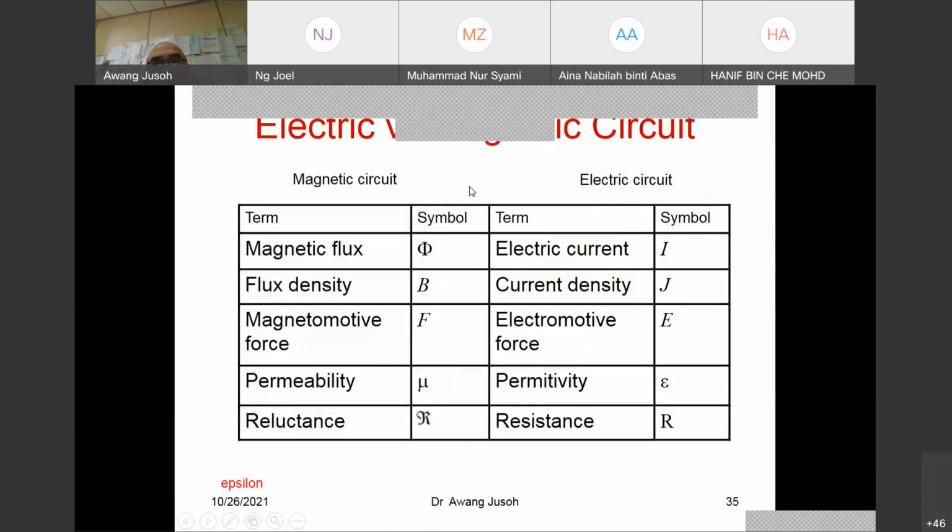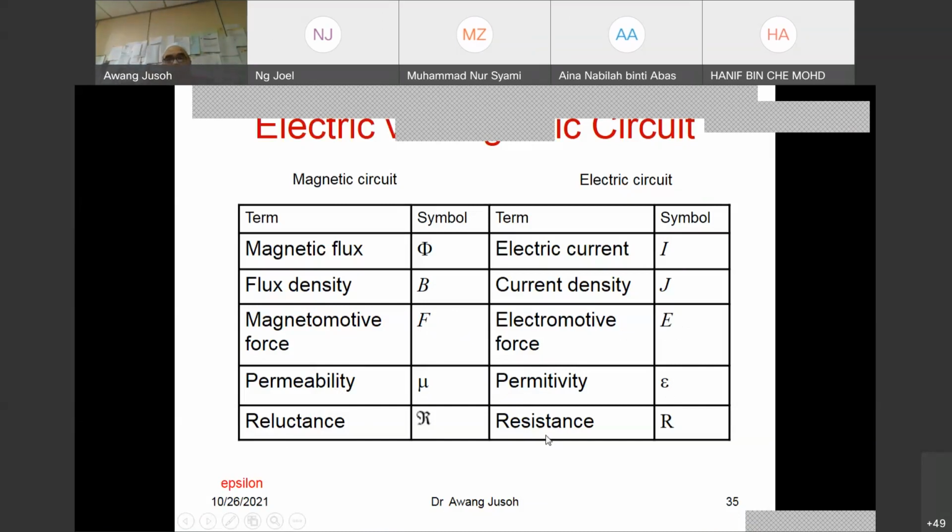Between the magnetic circuit and the electric circuit, I think you can see here. In the magnetic circuit we have magnetic flux, the symbol for magnetic flux, phi. You have current I, flux density for the magnetic circuit equal to B, and for the current we call it J. MMF for the magnetic circuit we call it F, which is the product N times I. And in the electric circuit we have E, EMF, and permeability mu, and in the electrical circuit we have epsilon, permittivity, and we have reluctance R, and also the resistance symbol.